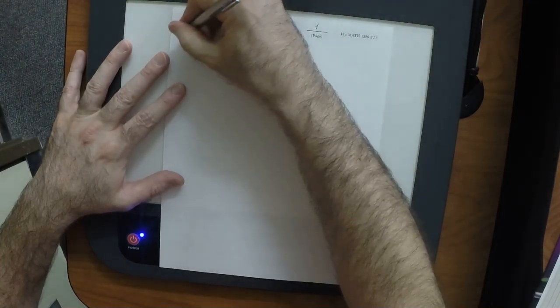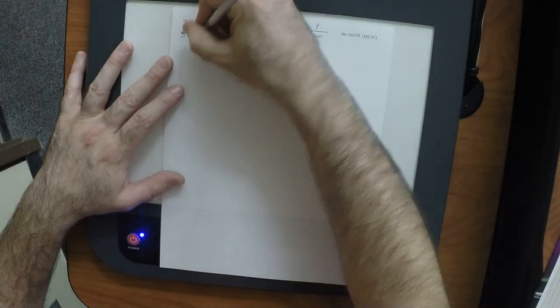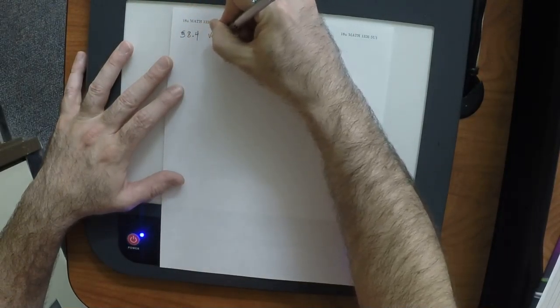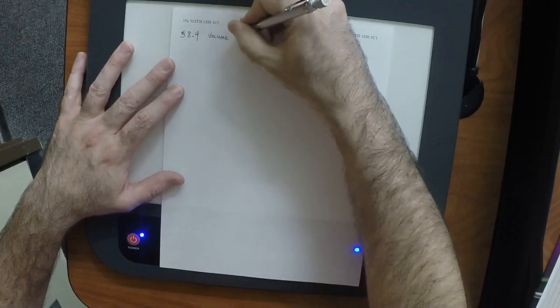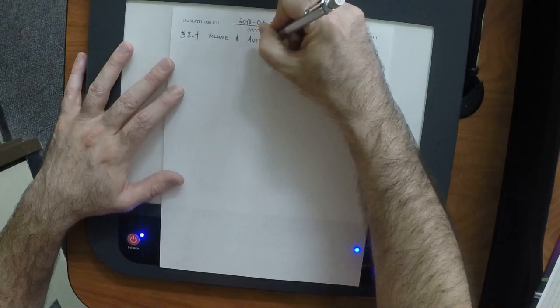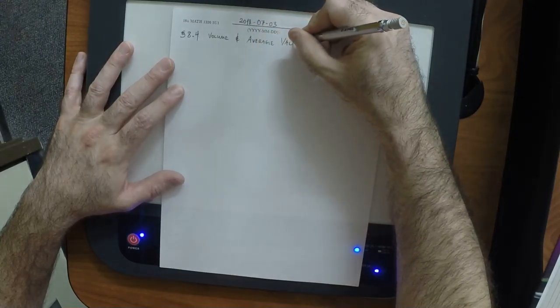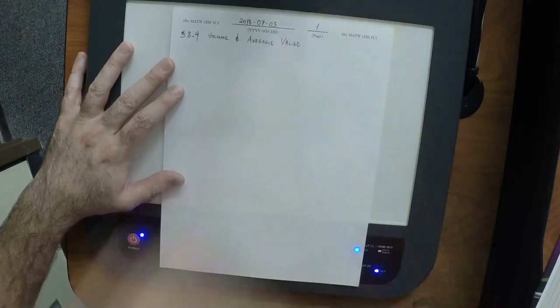So now we're in section 8.2, which is called volume and average value. Okay.